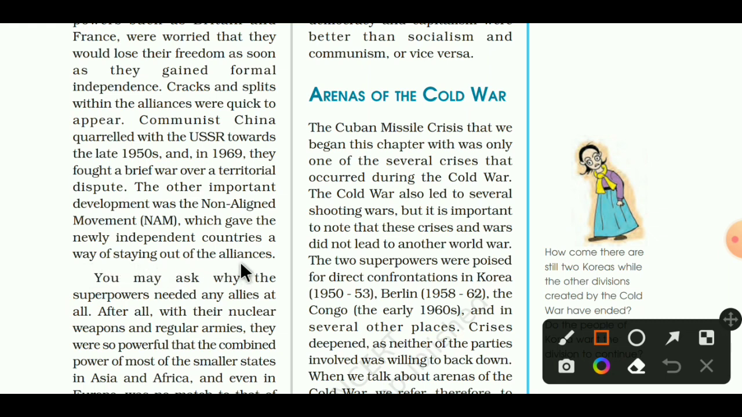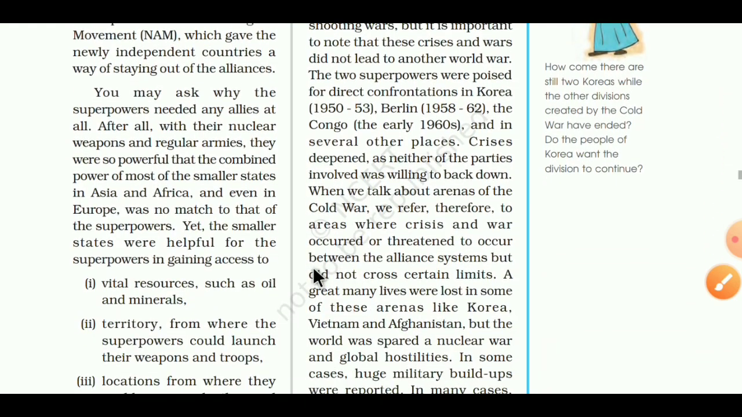That time India was also new, because India was a colony of Britain and had just been decolonized, a newly independent country. And quickly India formed the non-aligned movement, because in the non-aligned movement there are very important stories. I am telling you the story of the non-alignment movement.